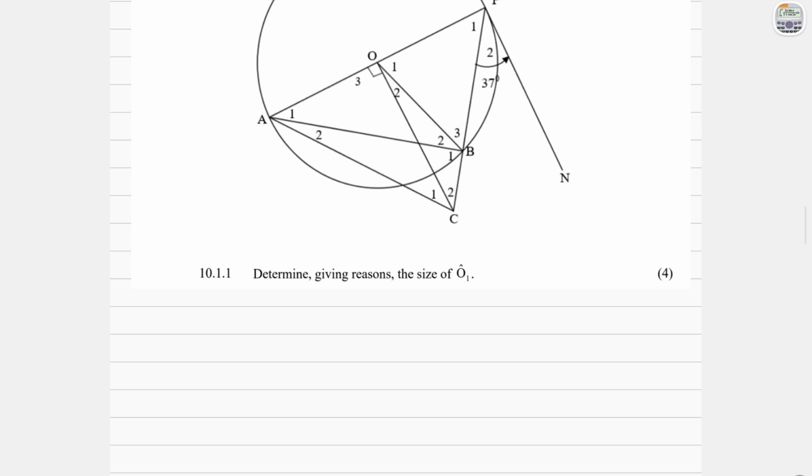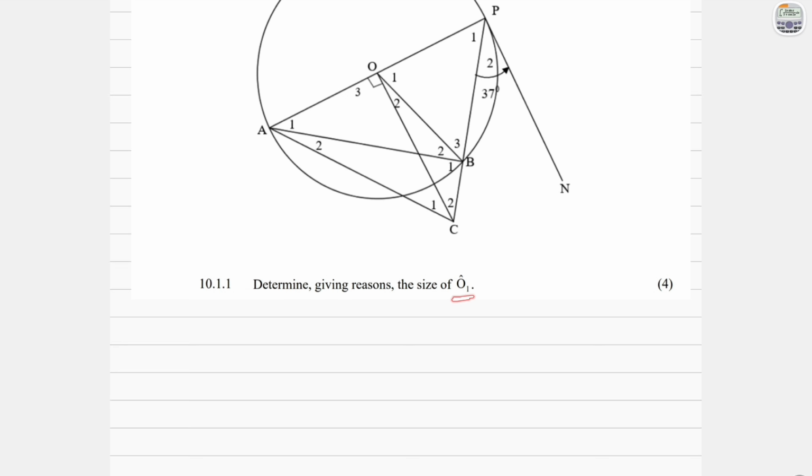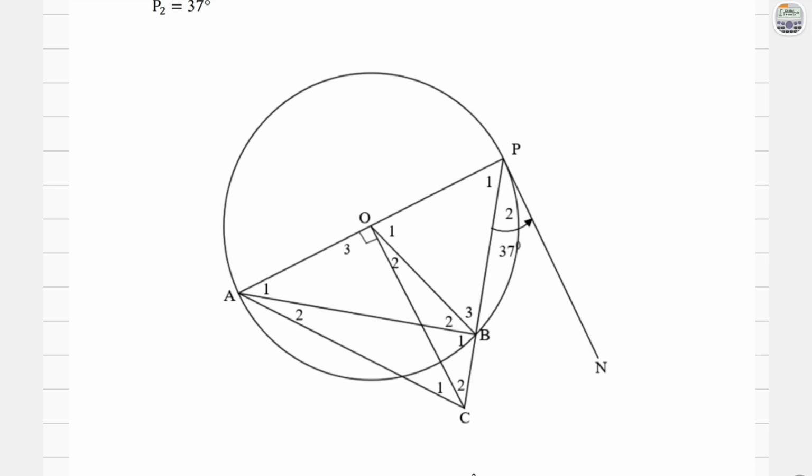Question 10.1.1 says, determine, giving reasons, the size of angle O1. We see that angle O1 is at the center, so think about theorems that refer to angles at the center. The angle at the center is equal to twice the size of the angle at the circumference, as long as they are supported by the same chord or arc. So PB is the chord that supports both angle O1 and angle A1.